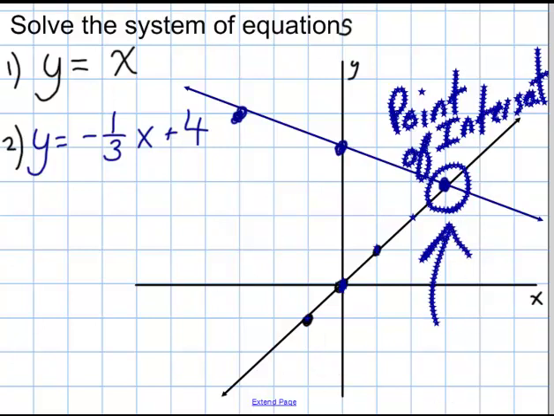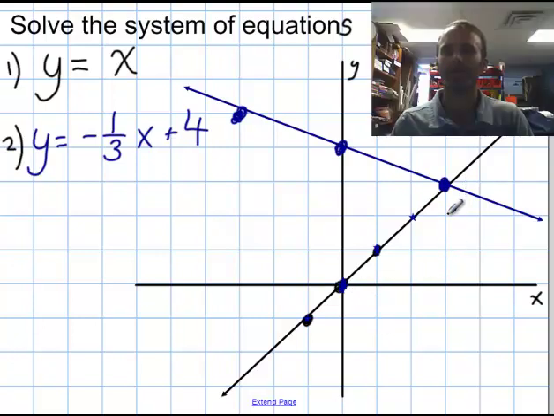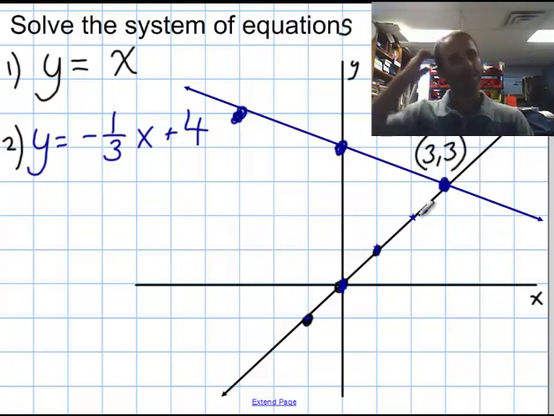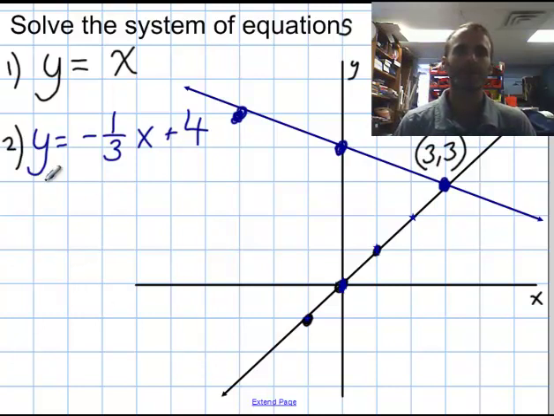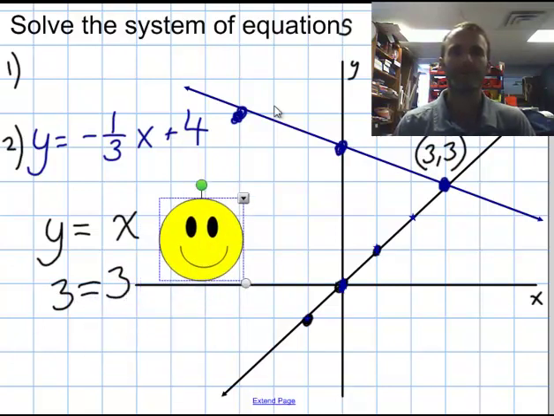So let's look at what that value of that point is. So we look at that, we're going 1, 2, 3, 1, 2, 3, so this is at 3, 3. And this is my solution to both of these equations. So we can check that. Let's bring this down here. Is 3 equal to 3? Yes, 3 is equal to 3. That's pretty apparent. So that one checks.